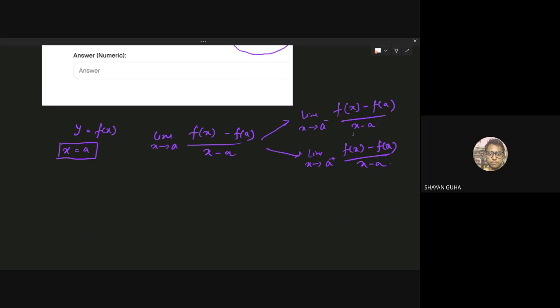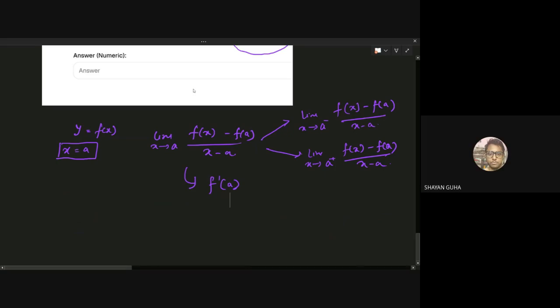It should give me a finite value. And if in both the cases, in case of left hand derivative and in case of right hand derivative, you are getting the same finite value, then we can say that the function is differentiable at that point. And this particular value is nothing but written as f dash a, or someone says this as f prime. This is first order derivative.